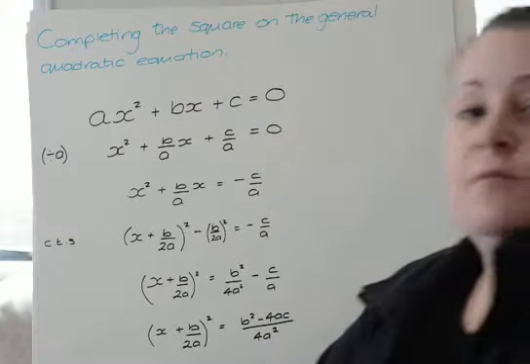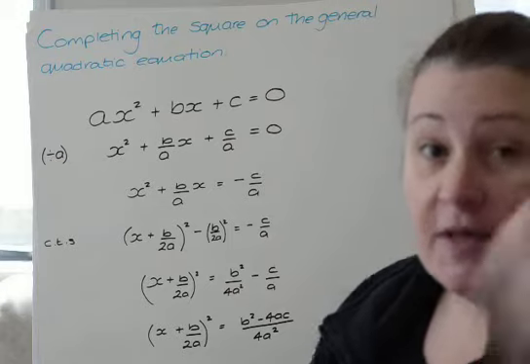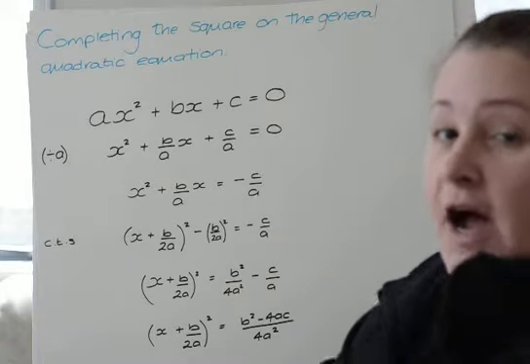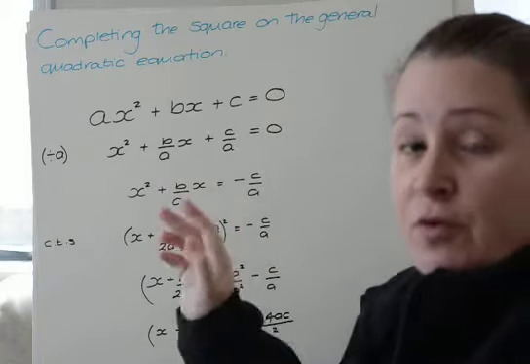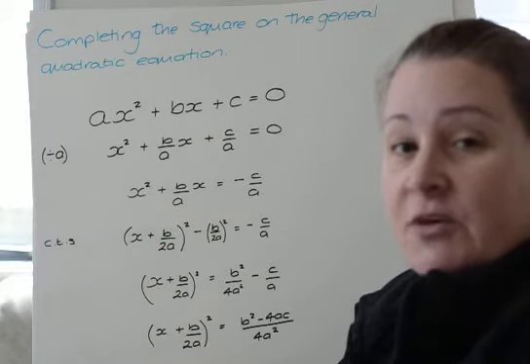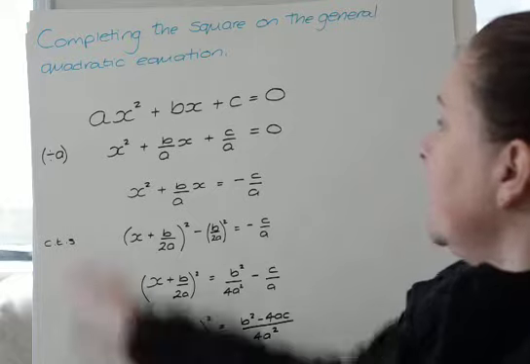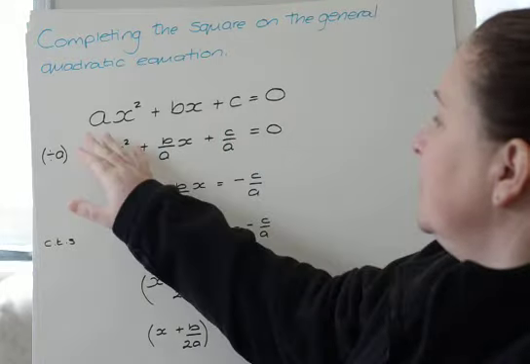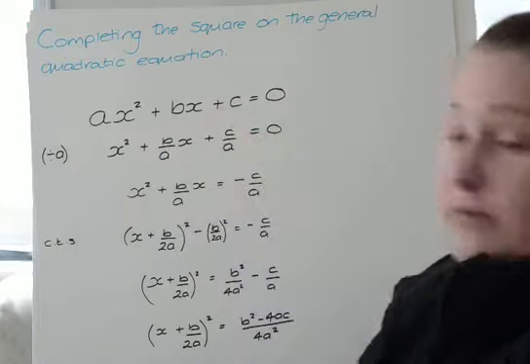Okay, so what we're going to do is just go through completing the square, a bit of revision. But what I'm going to do is do it on the general quadratic equation, which will ultimately end up giving us the quadratic formula. So here's the general equation: ax squared plus bx plus c equals 0.